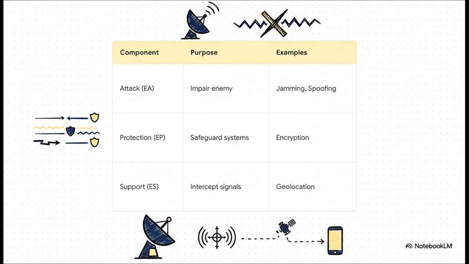In the information age, military dominance isn't just about physical force anymore. It's heavily about controlling the electromagnetic spectrum. It all boils down to three main pillars.